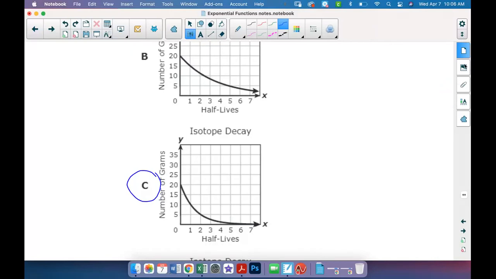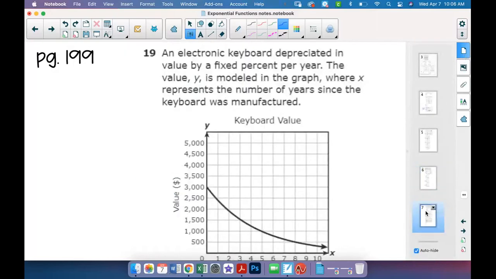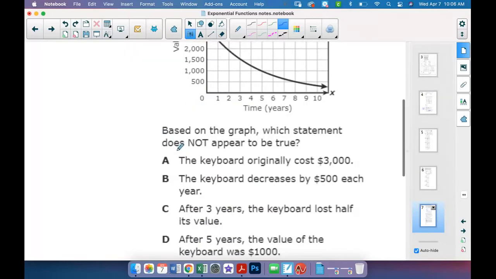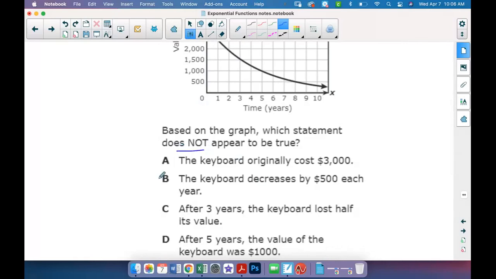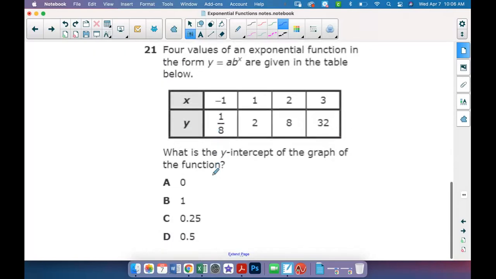I'm running out of time, but I just want to share with you the other examples, like number 19. I'm going to share with you the key, and then if you have a question, you just go back and check it, okay? So on number 19, which statement does not appear to be true? The answer is B. Number 21, what is the y-intercept of the graph? That's when x equals 0. And here the answer is D as in dog.